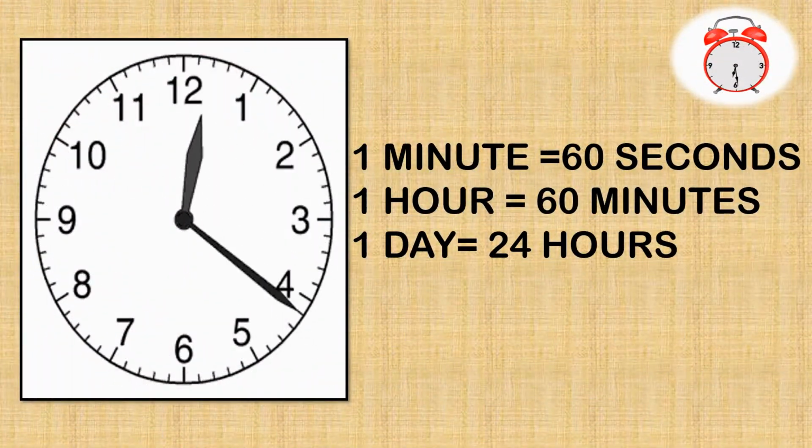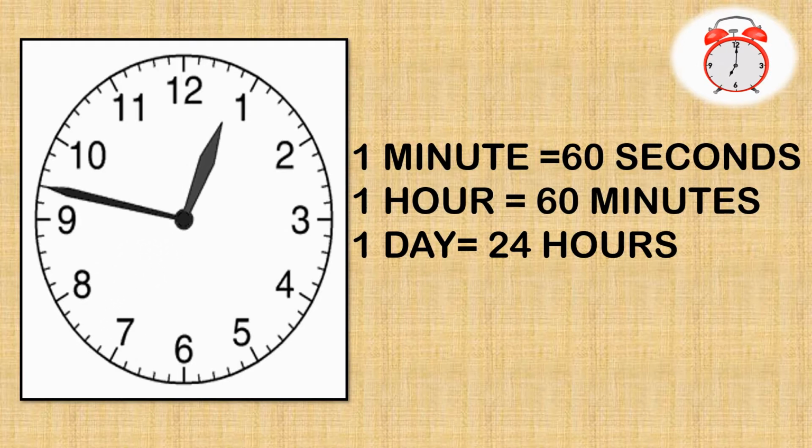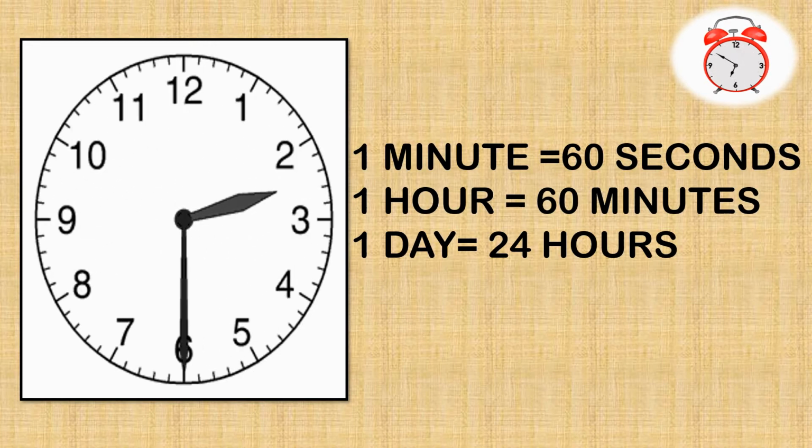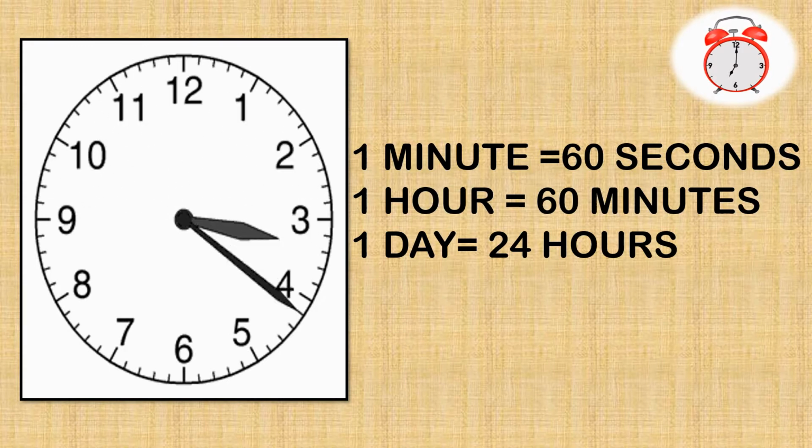Children, look at the clock. There are 60 small markings around the face of the clock, and each mark shows a minute. The minute hand moves from one mark to the next in 1 minute. There are 60 minutes in 1 hour.